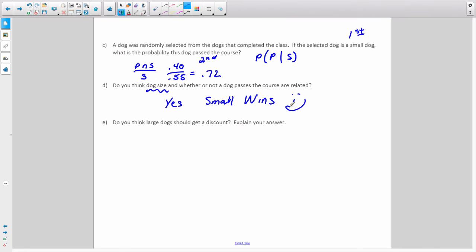Awesome. Okay, and do you think large dogs should get a discount? What a random question. Obviously, I didn't read this ahead of time. That's funny. No. And I have no explanation.